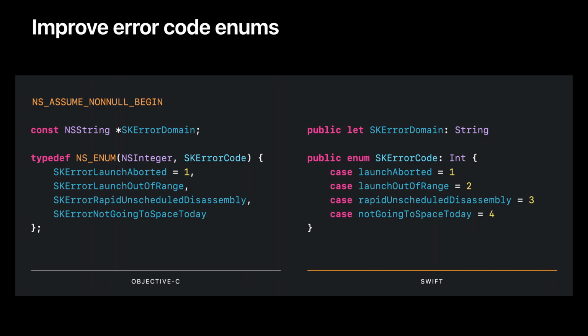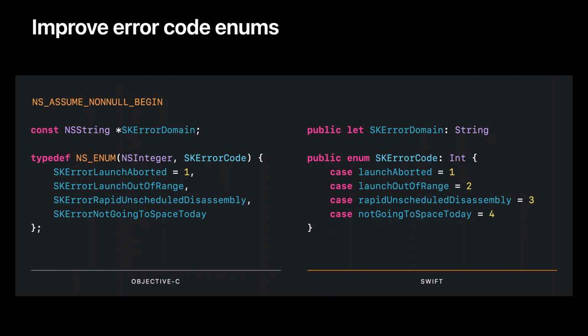Finally, let's talk about error code enums. Like many frameworks, SpaceKit needs some custom error codes it can use with NSError. To keep them from colliding with other frameworks' errors, it declares a string constant with an error domain, and then an NSEnum with the specific error codes.